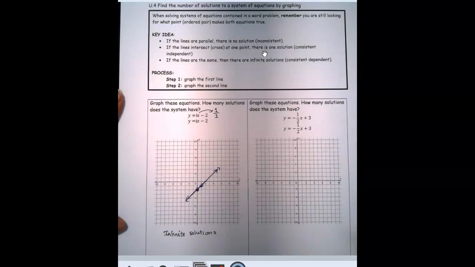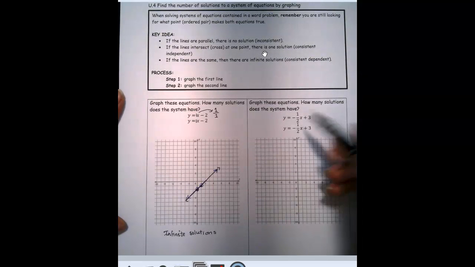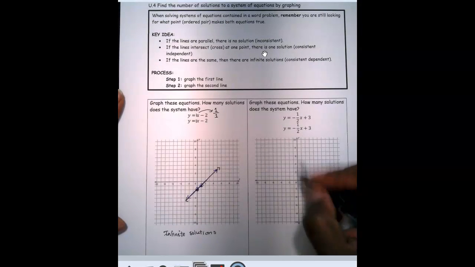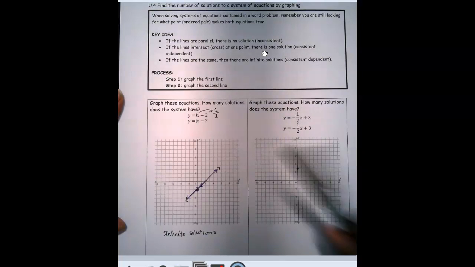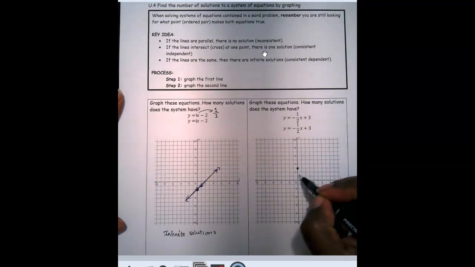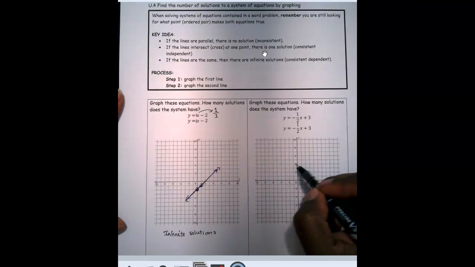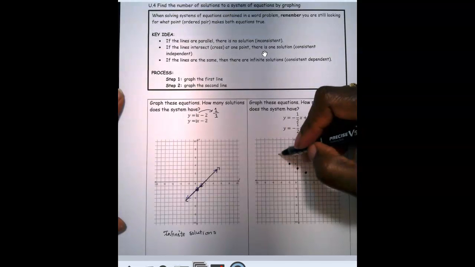Now if we look at this one, this is graph these equations. How many solutions do they have? Well, the first line, we are going to start at 3. And notice it's a negative slope, so we know it's going to go, as we read the graph, it's going to go down from left to right. So I'm going to go down 1 and to the right 2, or some of you may choose to go up 1 and to the left 2. Either way is fine. So I've got this line.